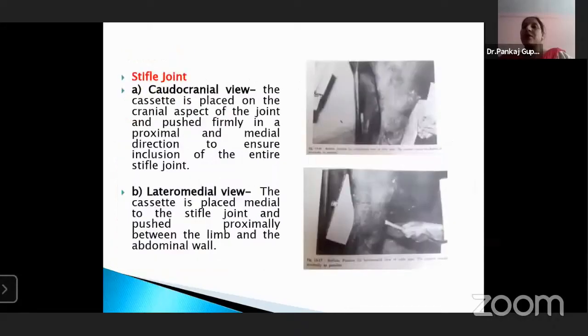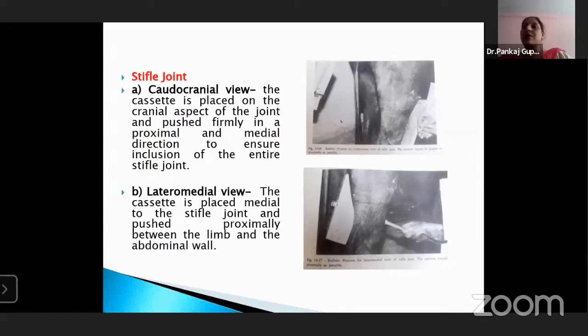Now for the stifle joint, we can have caudocranial view as well as the lateromedial view. For the radiography of limbs as well as abdomen, in case of large animals, all the exposures can be made in the standing position, whereas in case of small ruminants or small animals like dogs and cats, the exposures are generally made in recumbent positions. Now for the stifle joint, for craniocaudal view or caudocranial view, the cassette is placed on the cranial aspect and the X-rays are focused from the caudal aspect.